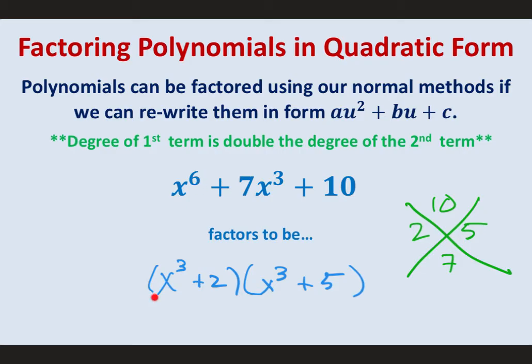So you're left with x to the third plus 2, x to the third plus 5. x to the third times x to the third does make that x to the 6. 5x to the third and 2x to the third make our 7x to the third, and 2 times 5 makes 10. All right, so there we go. We have our factoring. It was very similar. The only difference is our degrees are a little bit higher. Let's go ahead and practice this.